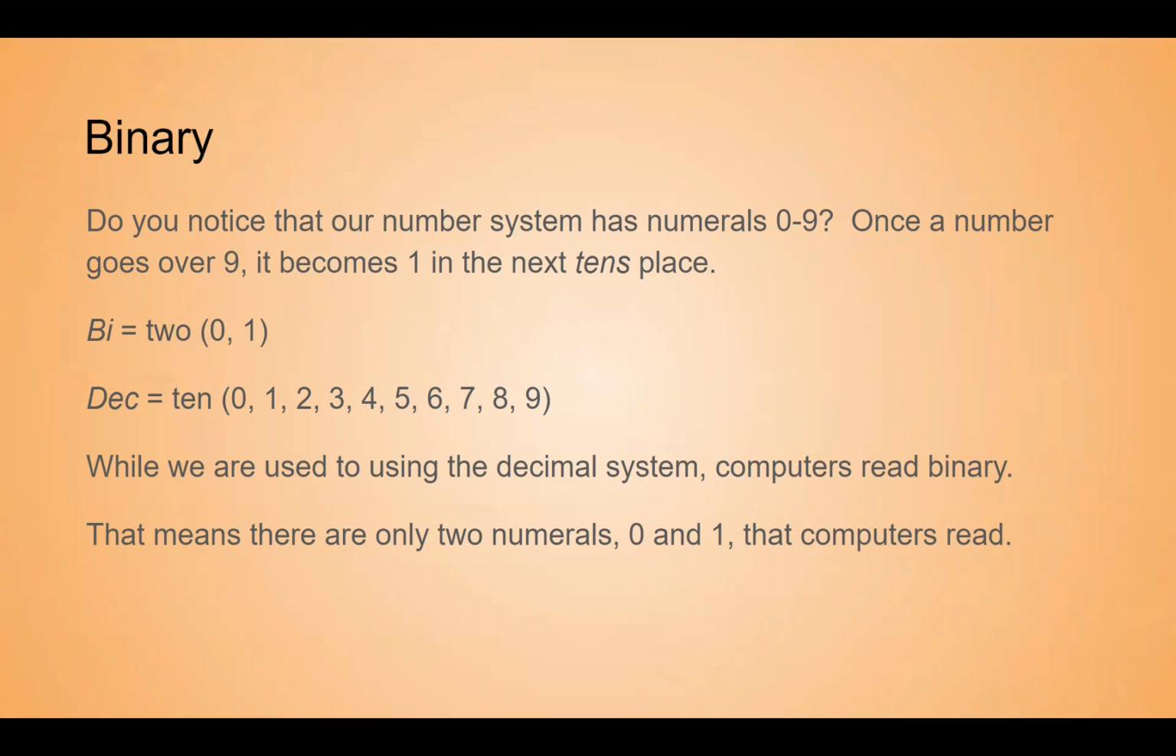Do you notice that our number system has the numerals from 0 to 9, and once the number goes above 9, then the next tens place will have a 1. The prefix bi means 2, and dec means 10. So binary has 2 digits, 0 and 1, while decimal has 10 digits, 0 all the way to 9. While we use the decimal system, computers can only read binary, which is only 0 and 1.